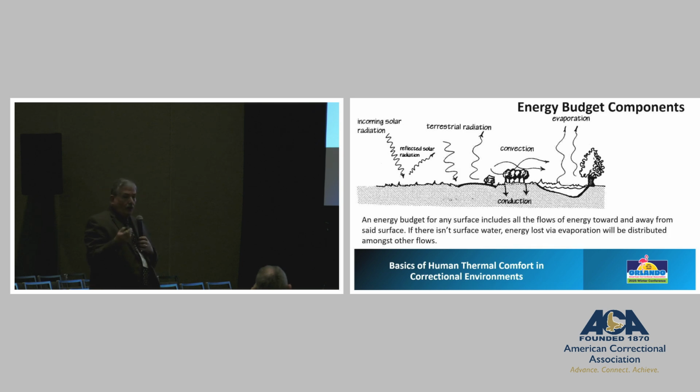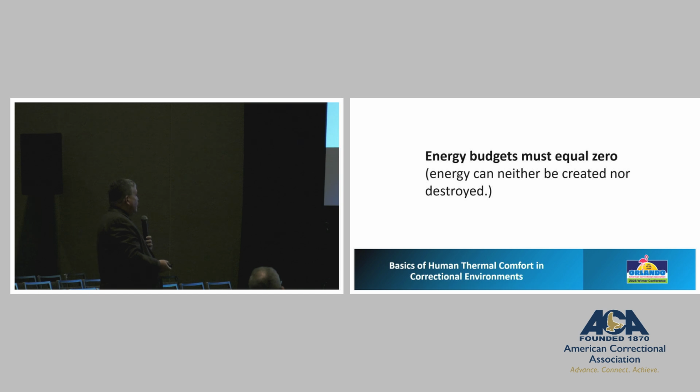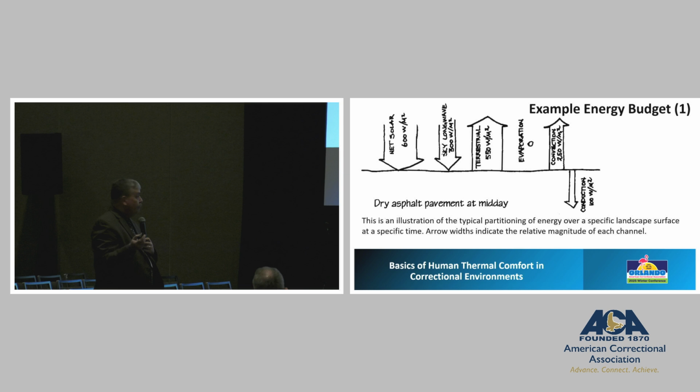Energy budgets are what we're talking about here. The reality is that any surface can be evaluated in terms of its energy budget, all the flows of energy towards the surface and away from the surface. They must equal zero. Energy cannot be created or destroyed. So when you look at dry asphalt pavement at midday, and you look at each of those inputs or outputs from the line that represents the surface, with arrow widths indicating the relative magnitude of each channel, they all have to add up to zero.